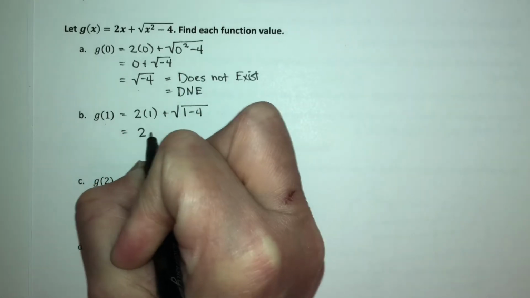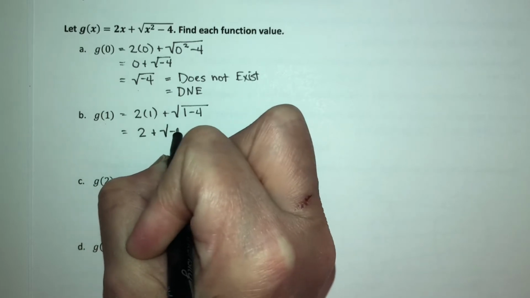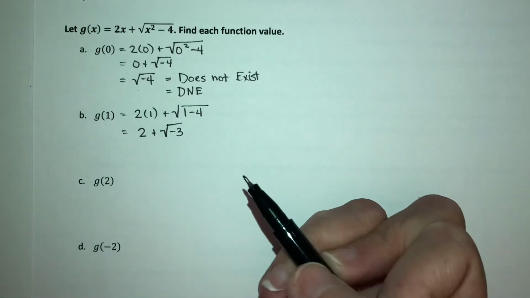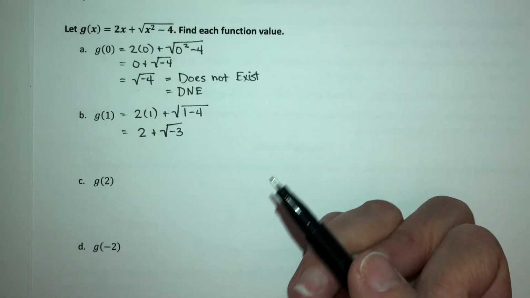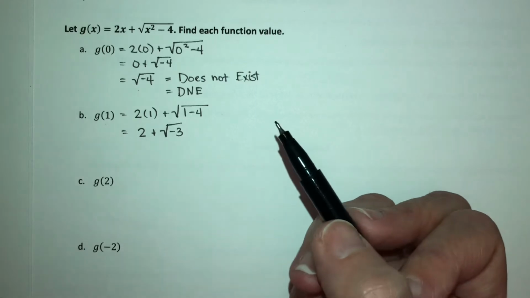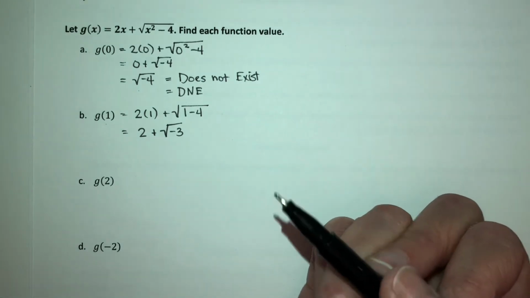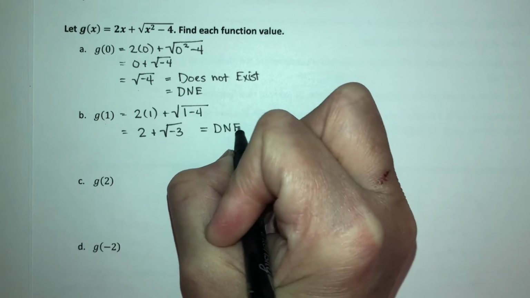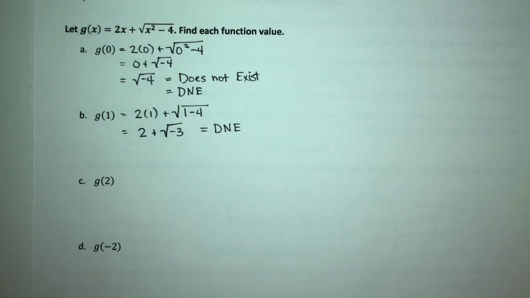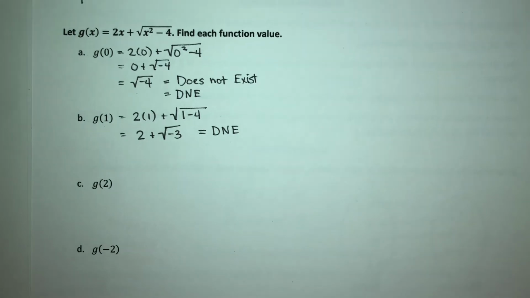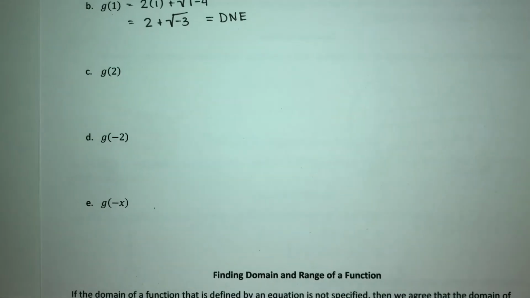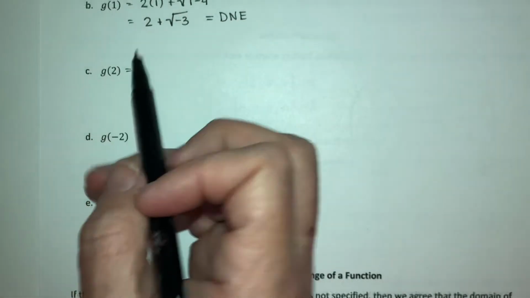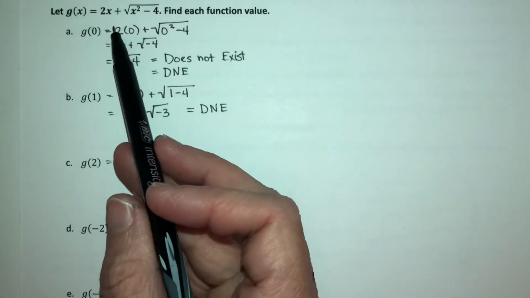So this is 2 plus the square root of negative 3. And again, we're being asked to take the square root of a negative number, which again means that we're talking about imaginary solutions or complex answers. So again, we're going to say that this does not exist. All right, let's find g of 2. So we're going to take the value of 2 and we're going to plug it in for x up here.